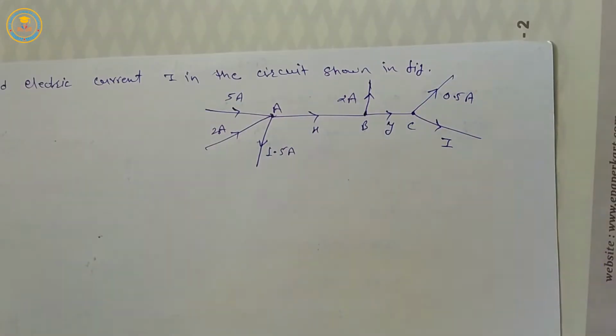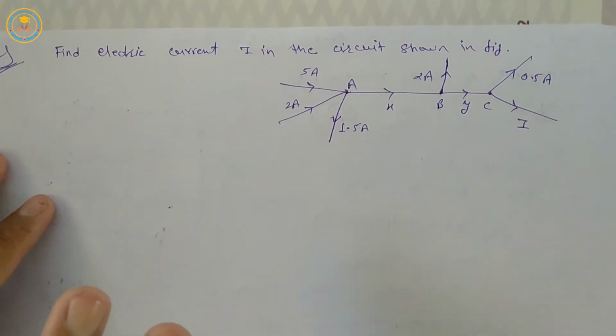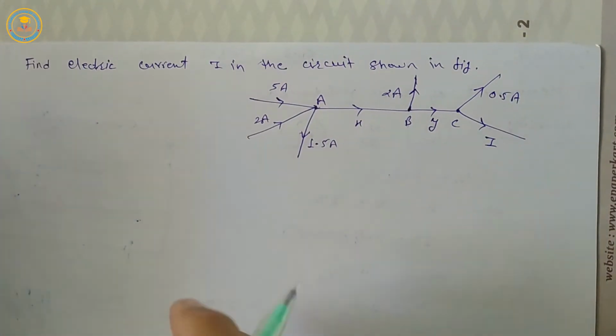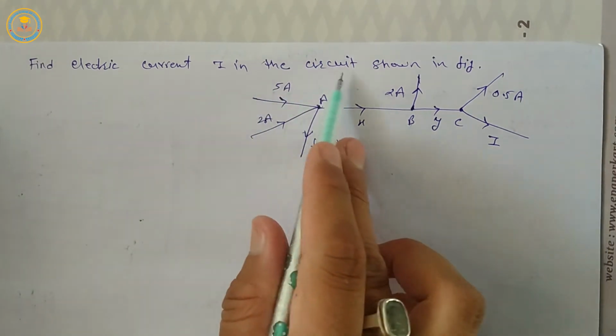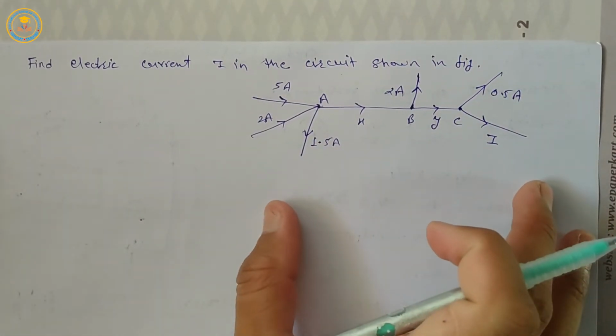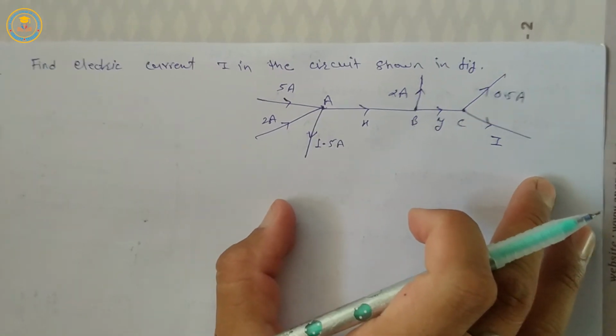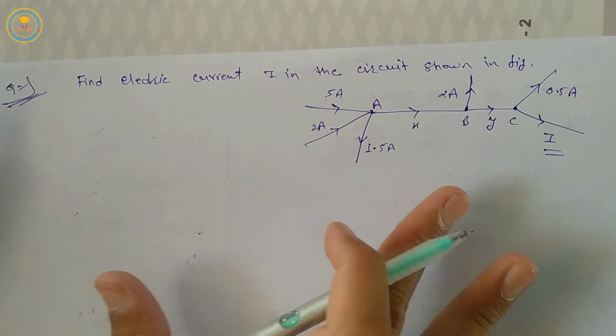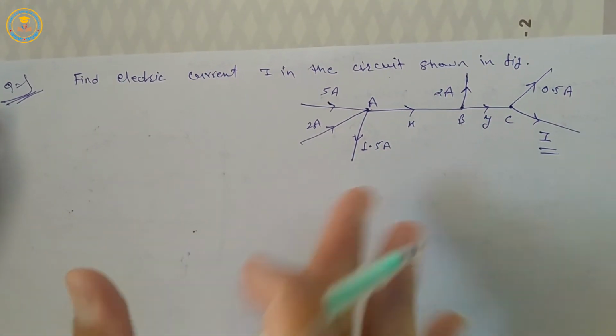Now we take some examples, some numerical questions of this chapter. This is question number one. This is our first numerical question, and it is based on Kirchhoff's first law. Find the electric current I in the circuit shown in the figure. This is an electrical circuit, and in this circuit we determine this electric current I.